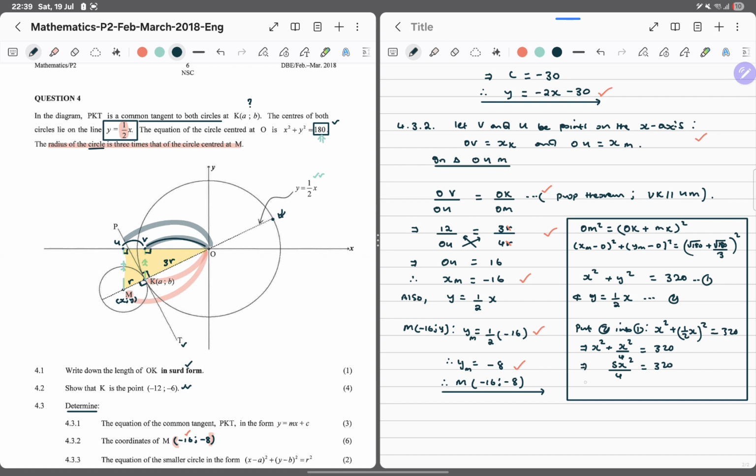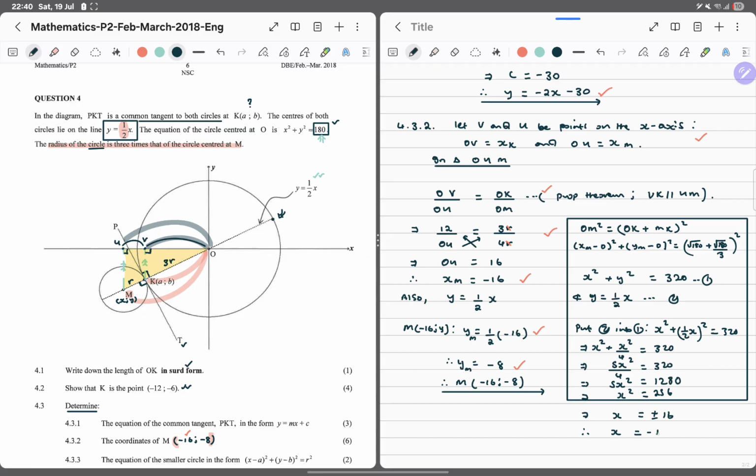And then we have ourselves 5x squared equals 4 times 320. That should be 320 times 4. My brain is locked. It's not 12,000, but 1,280. And then we divide by 5. So we will have x squared equals, that divided by 5 gives us 256. And we know this is 16 squared. So this implies that x is going to be plus or minus 16.